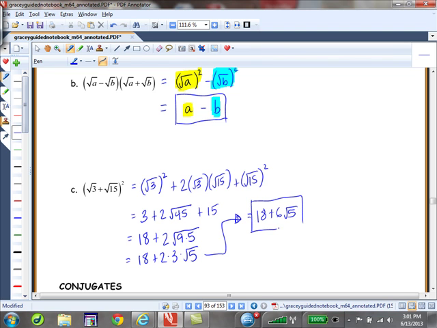Because remember, when you bring anything out of a radical, you multiply it to the coefficient. And again, don't combine that 18 and 6, because the only way you'd be able to combine it would be if there was a root 5 with the 18.